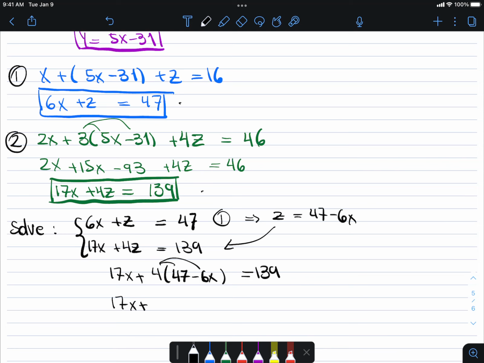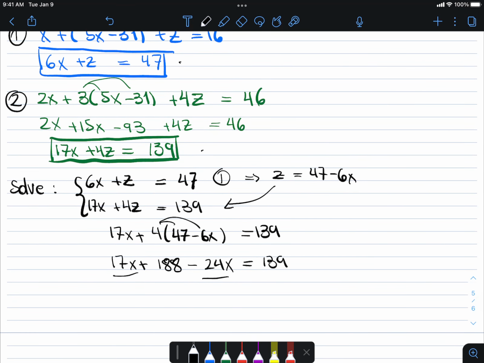17x. Careful with the bookkeeping here. Almost made a mistake. So I'm multiplying 47 times 4. So what is that? Is that a 188? I think it is. I'll double check just to make sure. That's correct. And then 4 times 6 is 24x. That I don't have to double check. And that equals 139. So group the x's: 17 minus 24 will be a negative 7x. And 139 minus 188 is a negative 49.